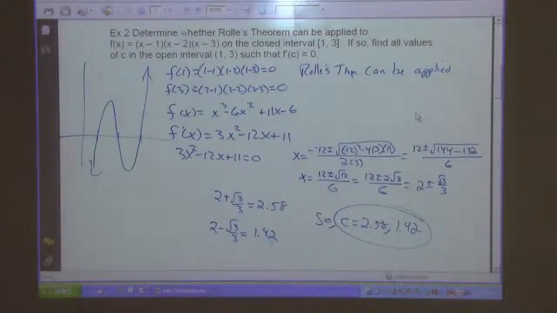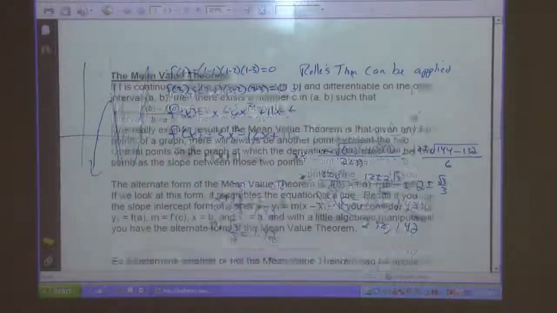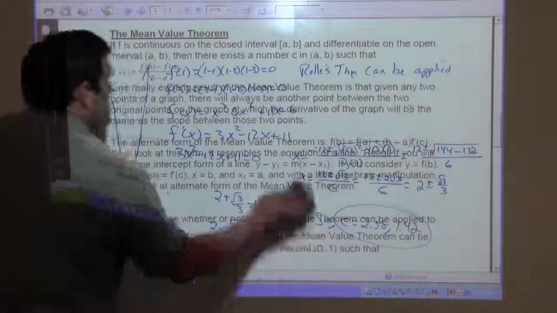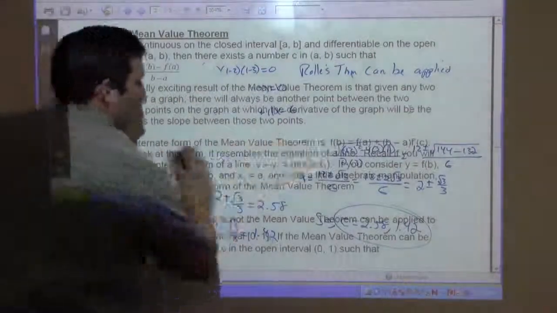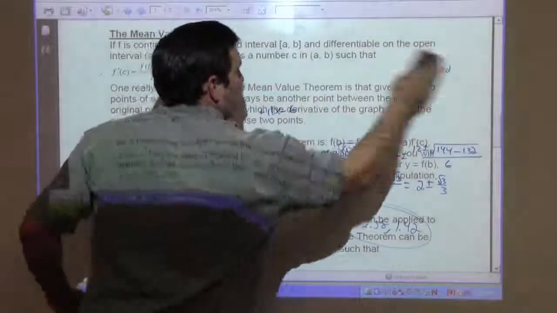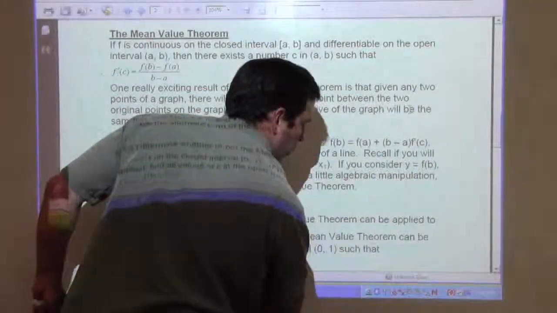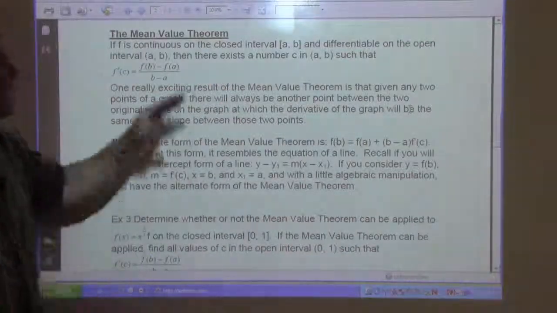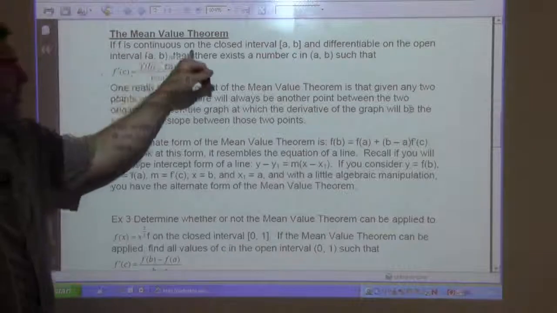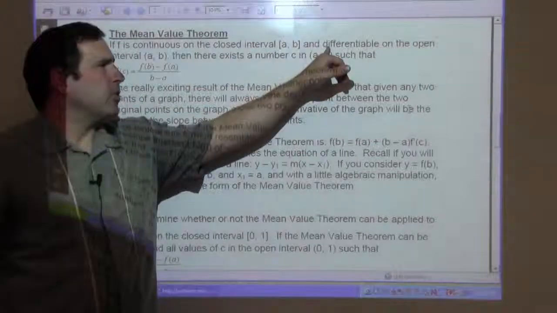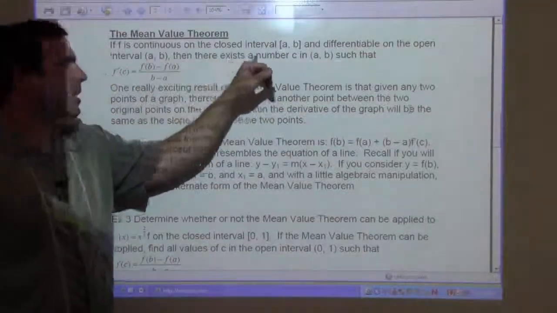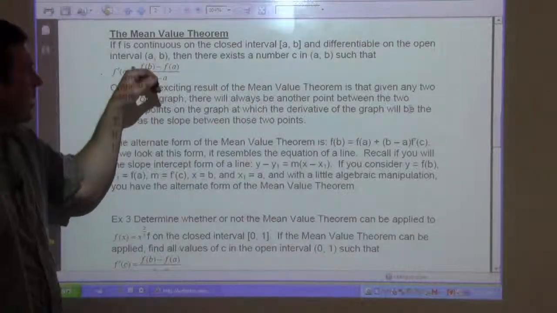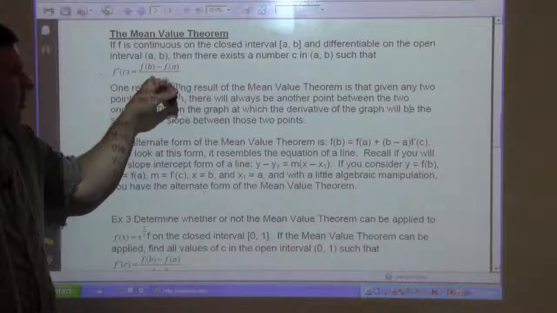Let's go on and talk about another one, the mean value theorem. I like the mean value theorem even more. And if you read these notes, as I hope you have, and read the book, you'll see my enthusiasm here. The mean value theorem: if f is continuous on the closed interval from a to b and differentiable on the open interval from a to b, then there exists a number c in (a, b) such that f prime of c, get this, is f of b minus f of a over b minus a.